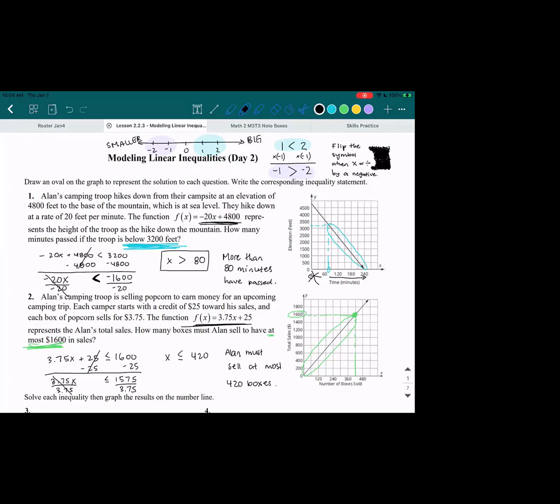I'll just leave it as boxes because we don't have space to write of popcorn. All right, so at most 420 boxes of popcorn. I'm going to pause it here so that you guys get a chance to write. Oh, and by the way, we did not flip the symbol here because we divided by a positive 3.75, right? The number here was positive 3.75, so you keep the symbol the same way. But in the first problem, we divided by a negative, which is why we were forced to flip our symbol, okay? All right, now I'm going to pause it so you guys can write.